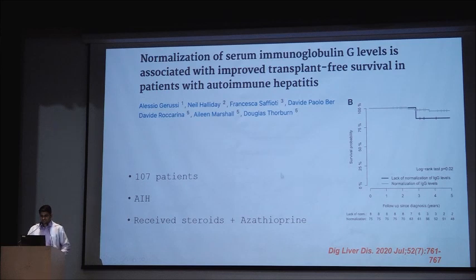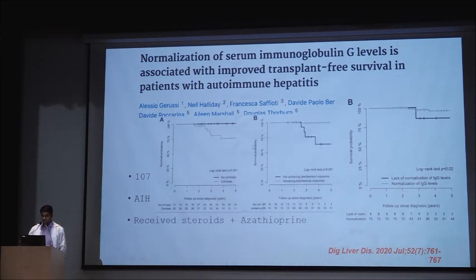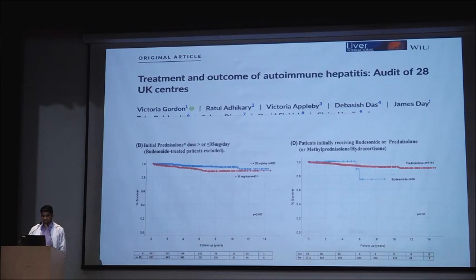Another study of 107 patients with autoimmune hepatitis measured serial IgG levels, and showed that normalization of IgG levels at the end of 6 months or 1 year predicts biochemical response and survival. This study also showed that treating cirrhotic patients improved the survival of autoimmune hepatitis.